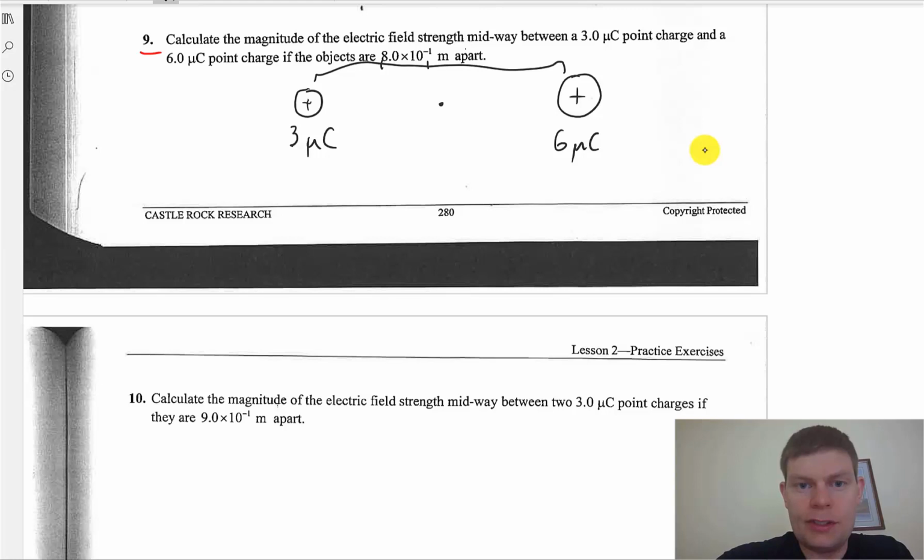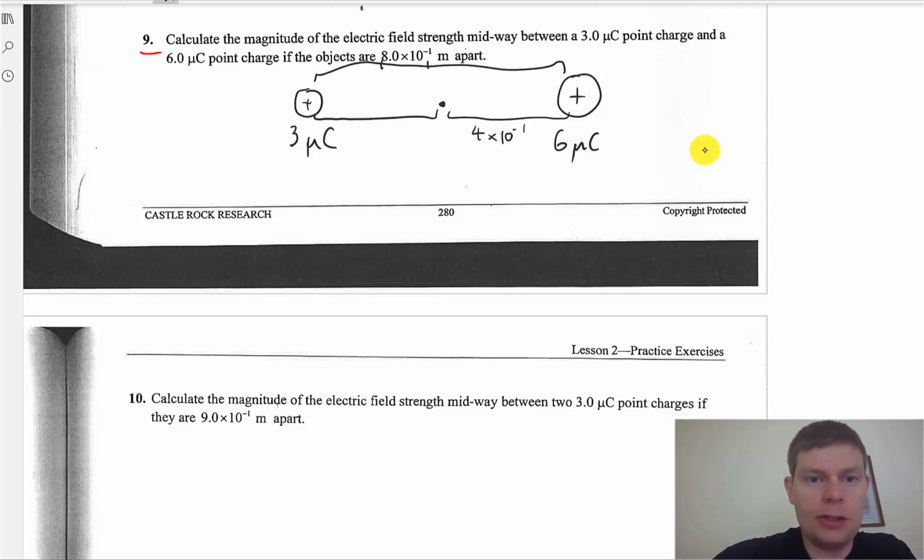And so the distance from the center point to either one will be half of that. So this would be 4 times 10 to the minus 1, or 0.4 meters. I'll just write this as 0.4 meters. All right, so now, you know how we did big minus small in the forces unit? We're going to do essentially the same thing here. Big electric field minus small electric field.